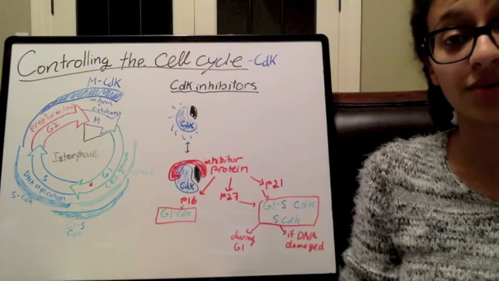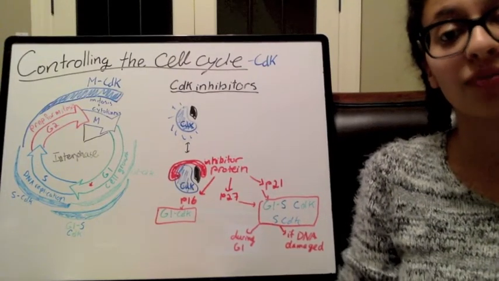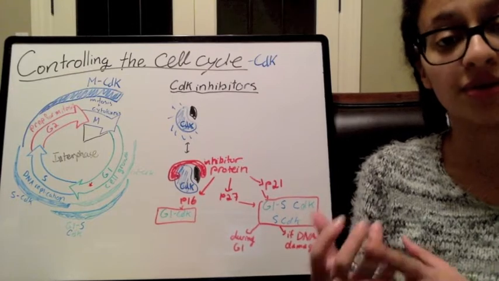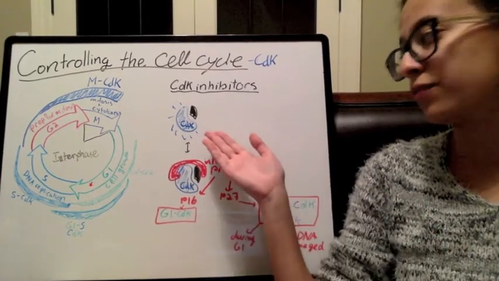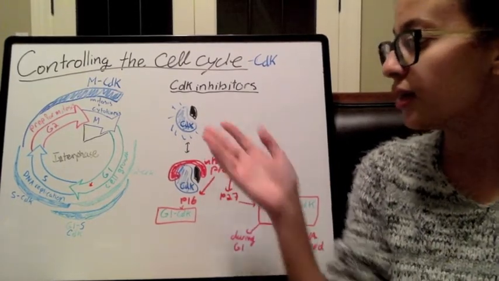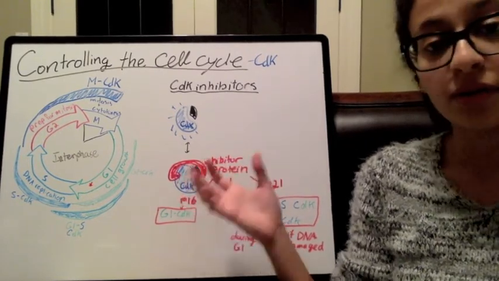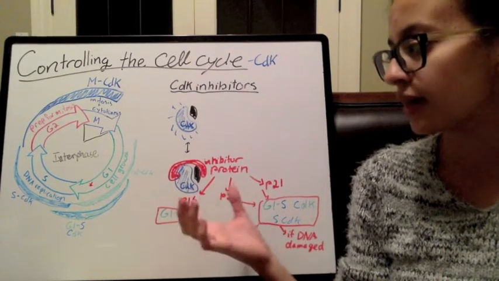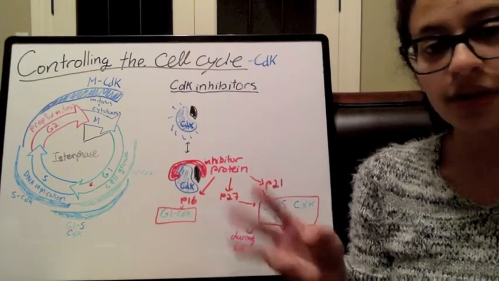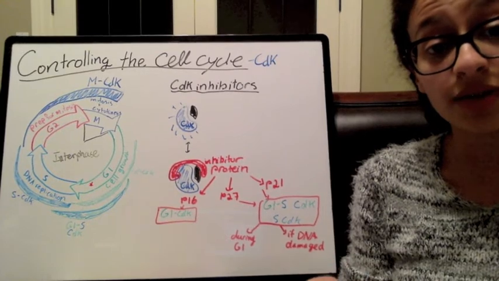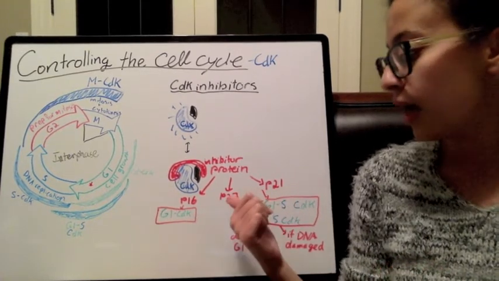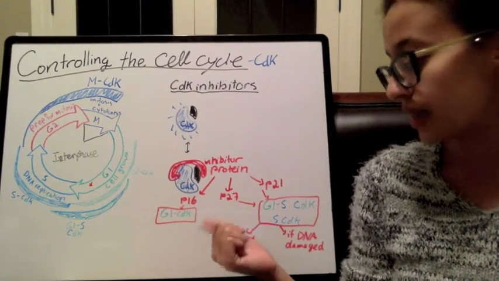So another way to control CDK is by adding or removing CDK inhibitors. Here you have the active form, CDK with a cyclin, but the inactive form is when you have this inhibitory protein wrapped around it, rendering it inactive. Three types of CDK inhibitors that I want to talk about are P21, P27, and P16.